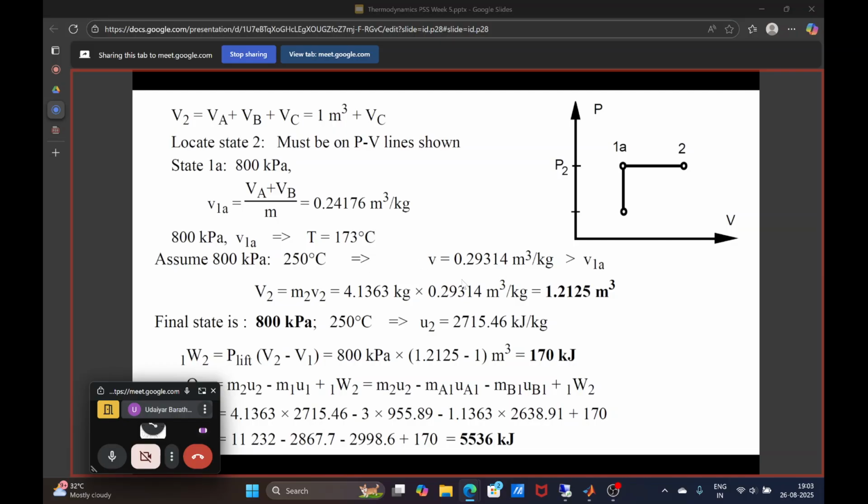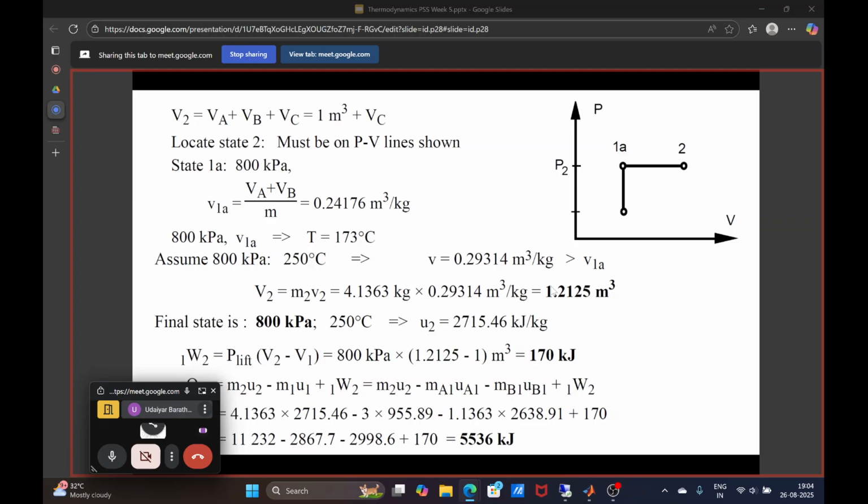So from there we can find out the volume at state 2. Mass times specific volume will give you 1.2125 meter cube. So that is the final volume. The final state is 800 kilopascal and 250 degrees Celsius. Correspondingly, the internal energy is 2715.46 kilojoule per kg.